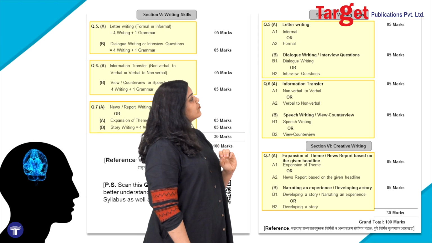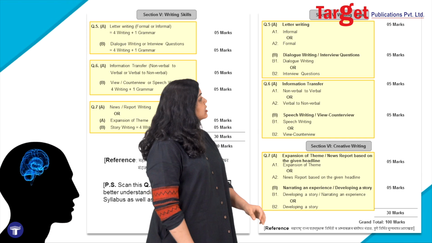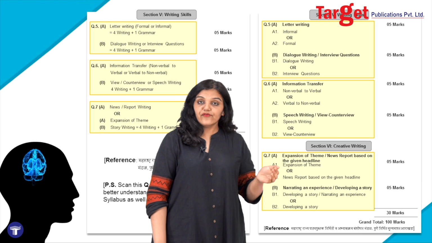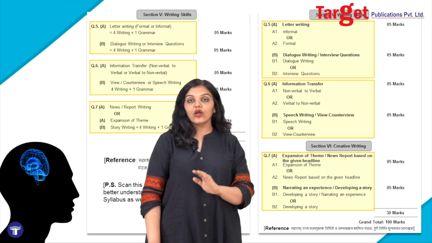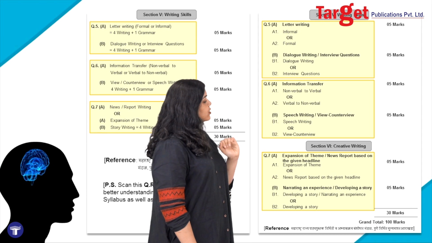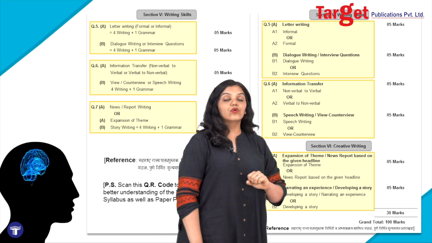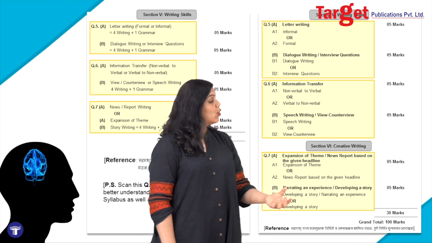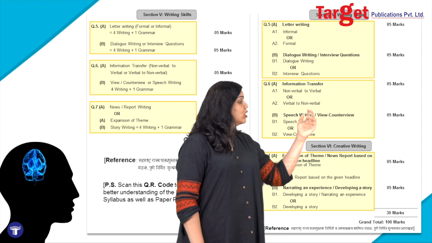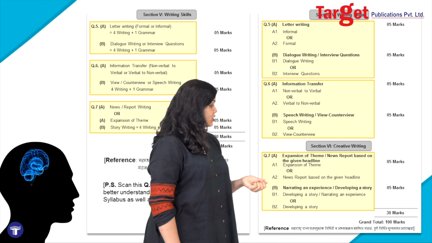Now you look at question 5B. You have an option between dialogue writing and an interview question. Similarly, in question 6A, you now have an option in information transfer where it could be verbal to non-verbal or non-verbal to verbal. You will get an option. Now you look at question 6B, you have an option between writing a speech or writing a view-counter-view question. But remember, within this, there is no option. So either you'll get a speech or view, these will be your options, or you'll have speech and counter-view and these will be your options.